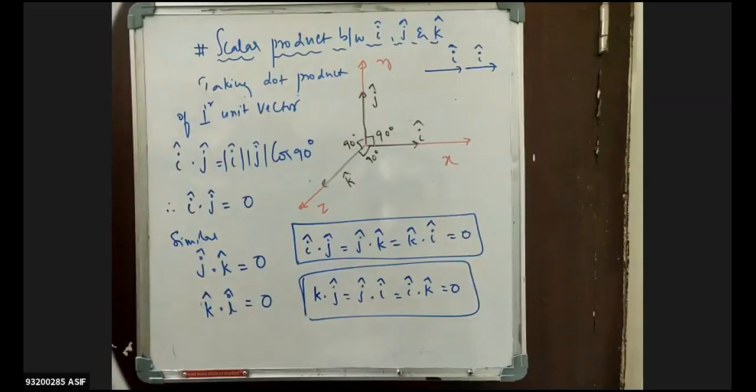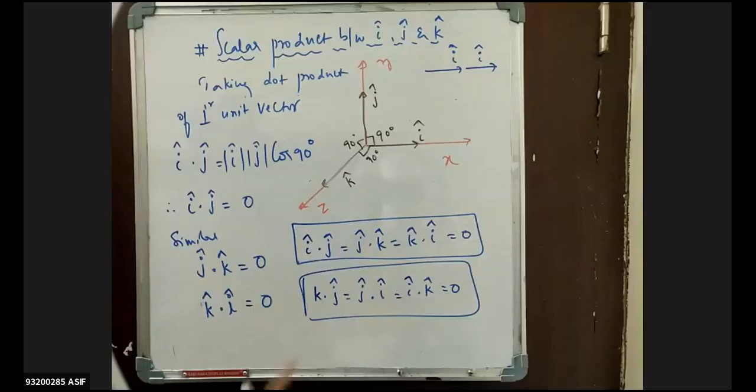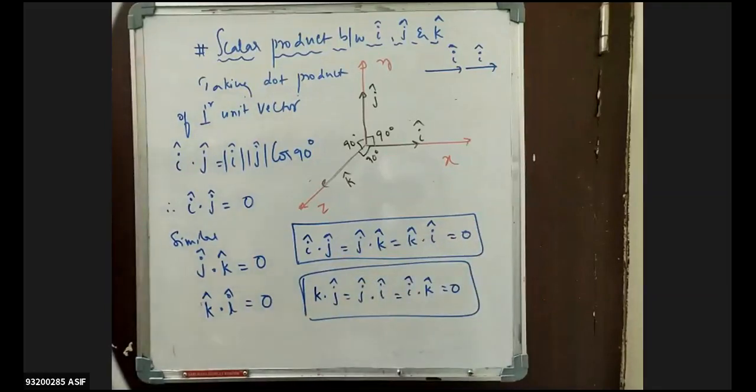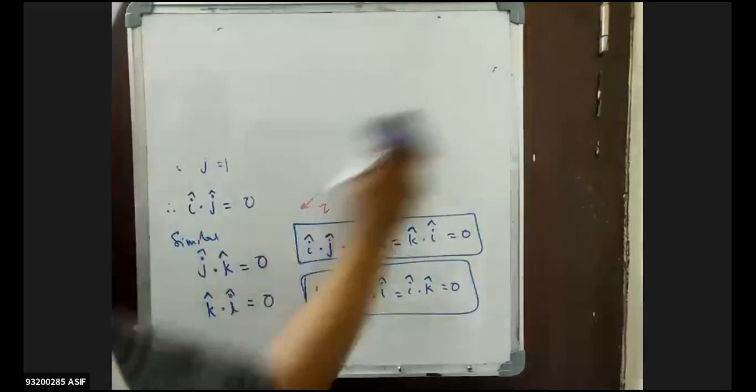So the dot product of parallel unit vectors is equal to how much? 1. And the dot product of perpendicular vectors is always equal to 0. So i dot i, j dot j, k dot k is equal to 1. i dot j, j dot k, and k dot i is equal to 0. I hope you're clear with this one. Clear? Chalo, take the next heading, beta. Properties of scalar product.